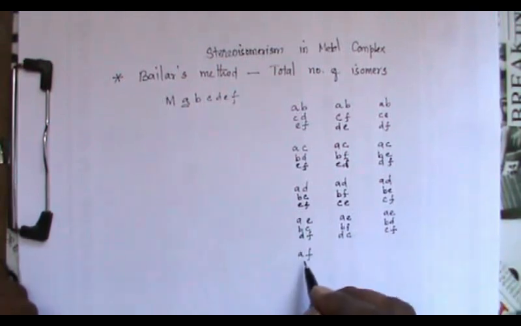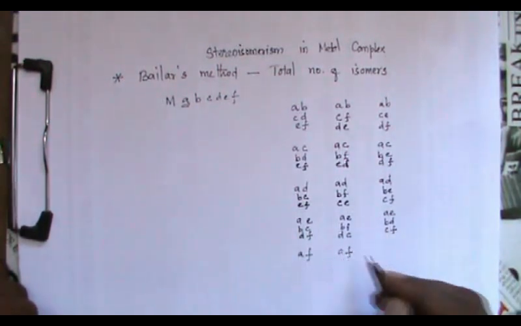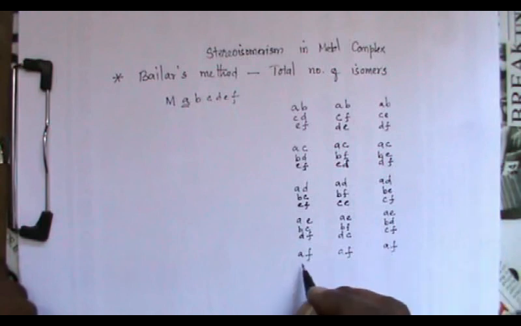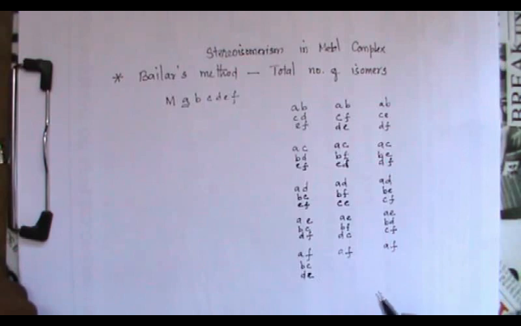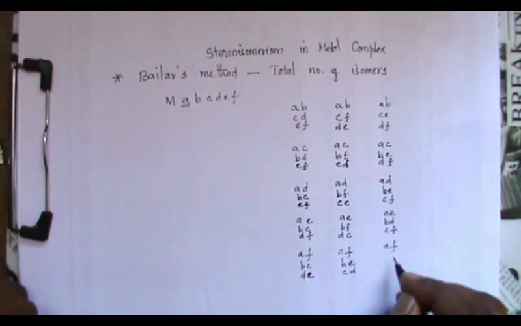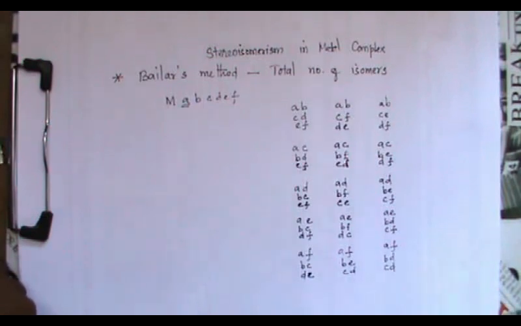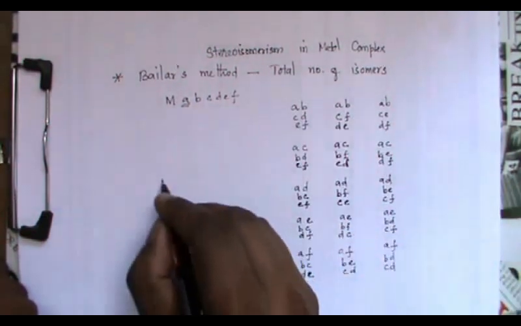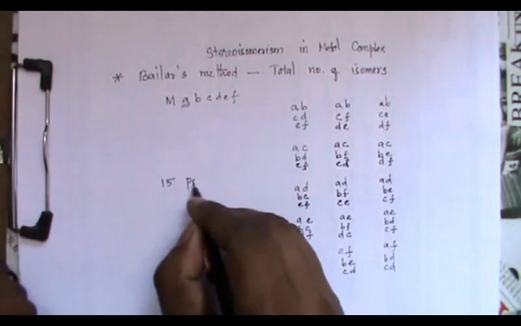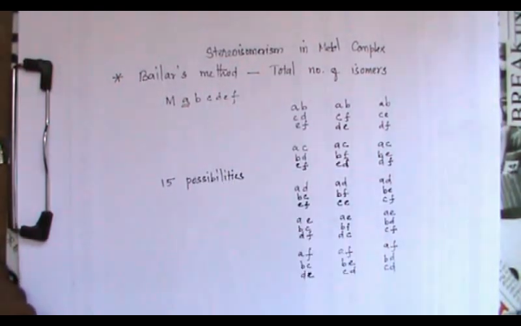Finally, we are left with A and F. Again, there will be 3 possibilities. The remaining ligands are B, C, D and E. We get like this. Totally, I get 15 possibilities. Since all the ligands are different, the complex will be optically active.